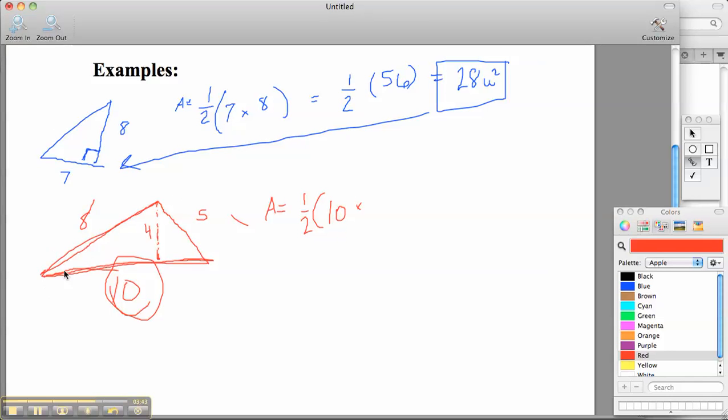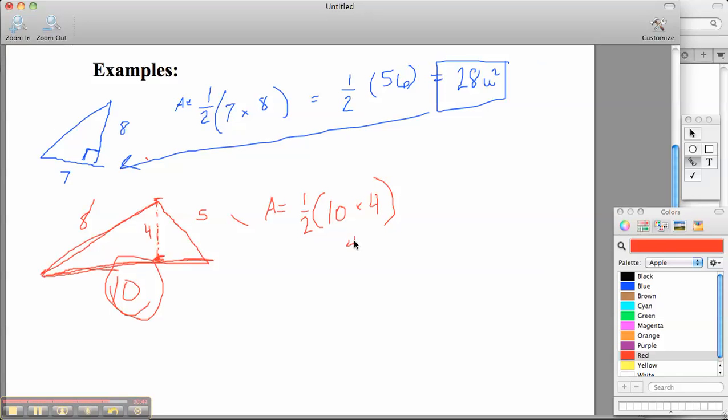Now you might get fooled and think that 8 is the height. Or you might get fooled and think that 5 is the height. But actually neither one of those is the height. The height is right here, the 4. It's the vertical distance, the straight up and down distance from the bottom of the triangle to the very top of the triangle. So in this case it's 4. We put in the 4.